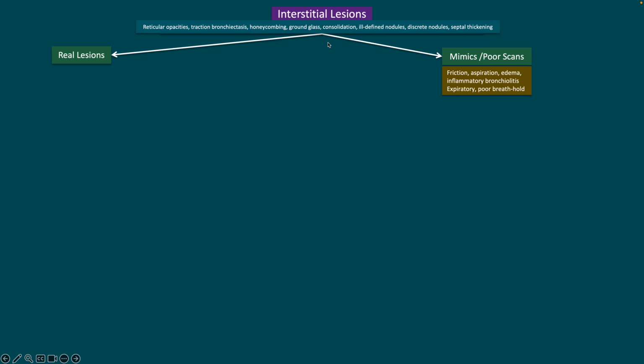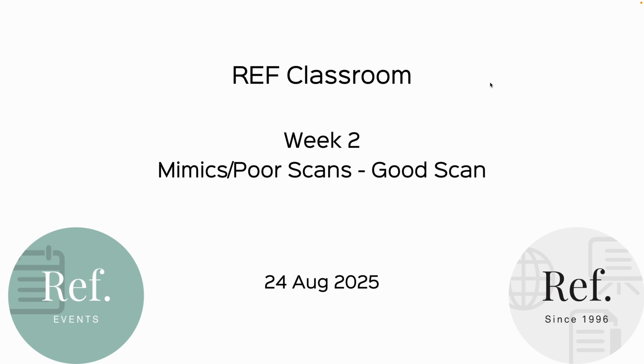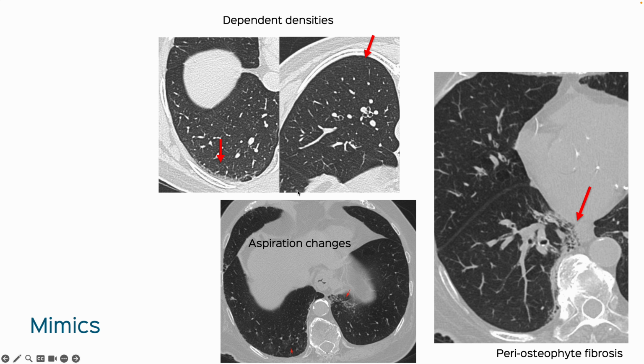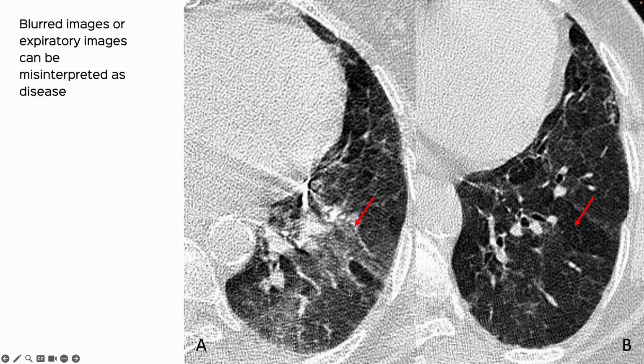Once we've seen interstitial lesions, the next question is, are they real, or are they seen just because it's a poor quality scan, or is it a mimic? And so week 2 will be about defining what a good scan is, and in turn what a poor scan is, and what mimics are. So the mimics are things like friction fibrosis, when there are large osteophytes, or gravity dependent densities, or aspiration changes, and poor quality related to poor breath hold, expiratory scans, and we'll discuss all of that.